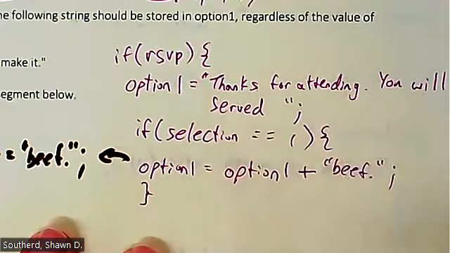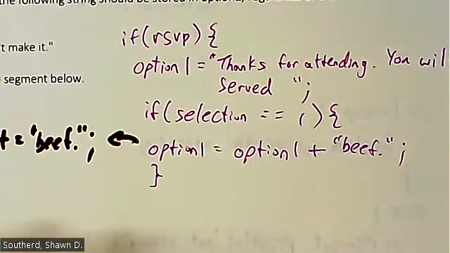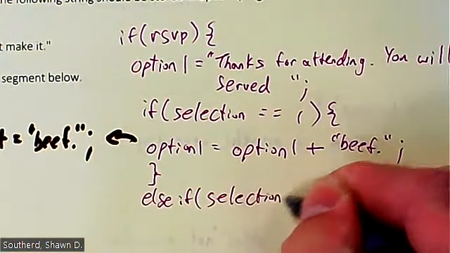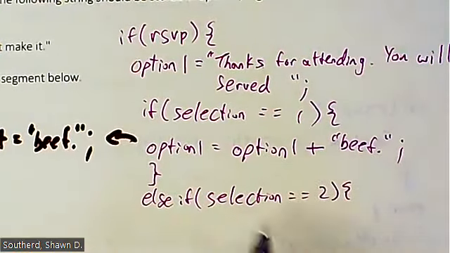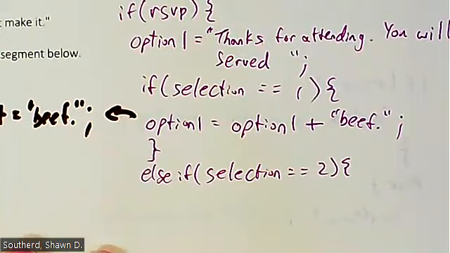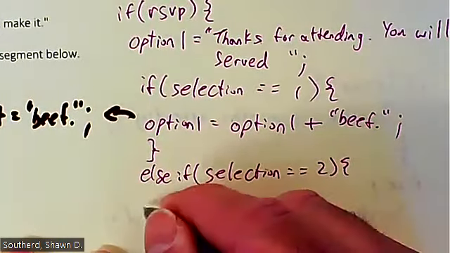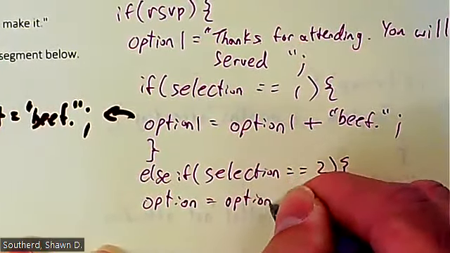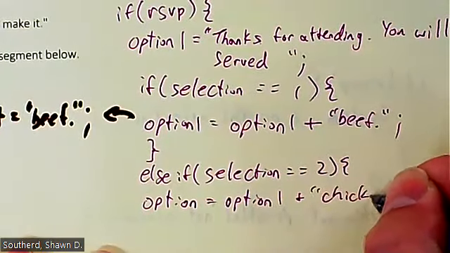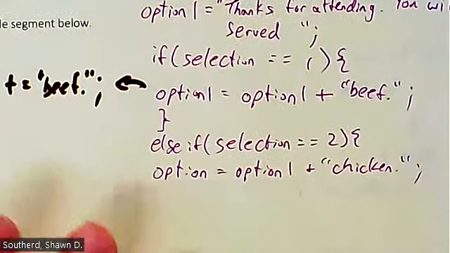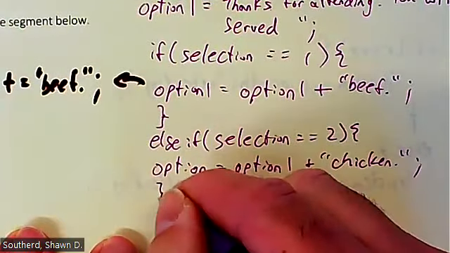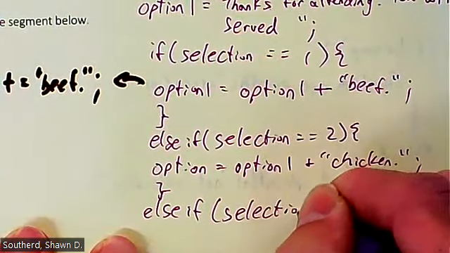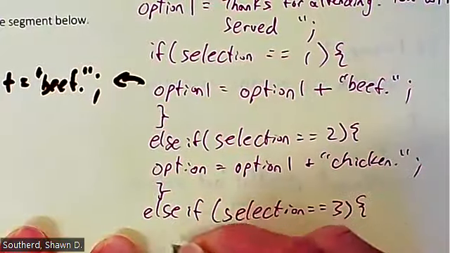So what if it's not selection one, then I needed to evaluate with an else if, right? Because one of these is going to be true. Selection is equal to 2. In which case we're going to do the same thing, the option 1 plus option 1. Or I guess I could do plus equals, but same thing. In this case, selection number 2 is chicken. And we're going to do the same thing over and over. So it's a lot of repeat, which I know seems kind of redundant, and I apologize for not leaving enough room there. 3 is going to give me pasta.